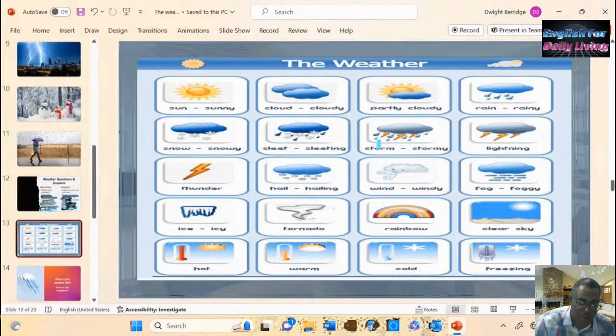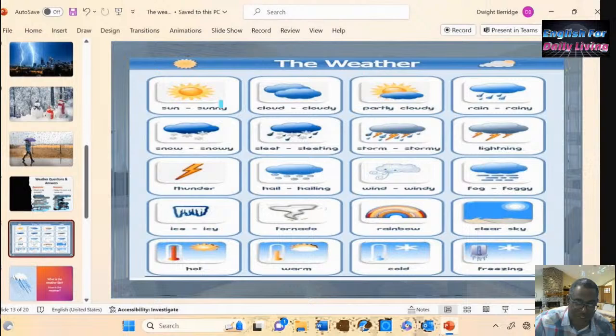In this slide, we have the weather, and those of you who are weather enthusiasts can see on the weather channel the sun depicted by this, cloudy, partly cloudy, rainy or rain, snow, snowy, sleet or sleeting, storm, stormy, lightning, thunder, hail, hailing, wind, windy, fog, foggy, ice, icy, tornado, rainbow. And after it has rained, the rainbow would appear in some instances in the sky with numerous colors.